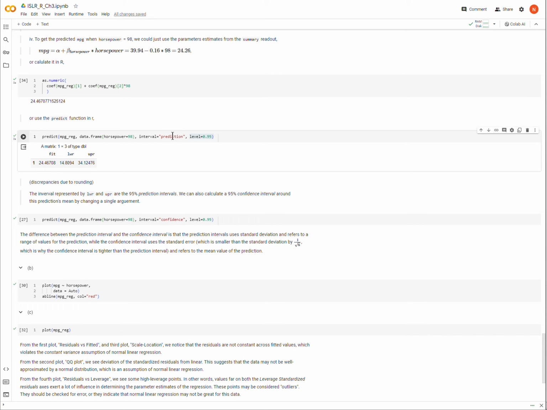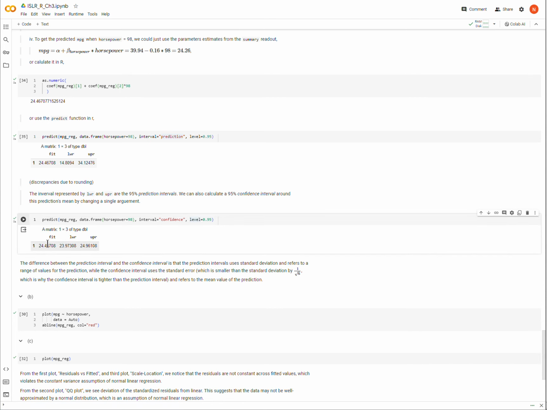Now, what's important to recognize here is that this is a prediction interval. Next we'll talk about a confidence interval, and then I'll talk about how the prediction interval and the confidence interval differ. So now let's predict the confidence interval. I'm going to use that same code, but instead of interval equals prediction, I'm going to use interval equals confidence. So I'm going to get a confidence interval.